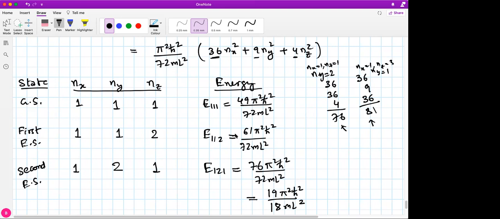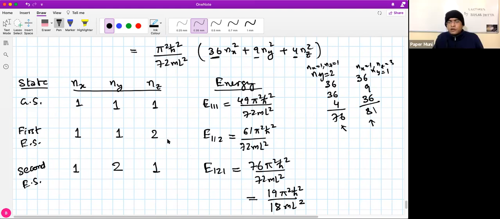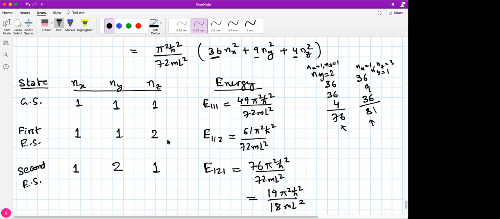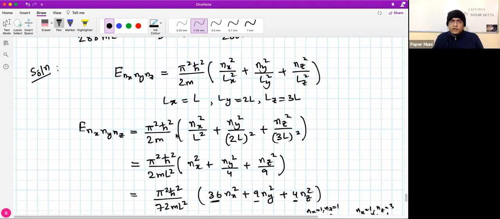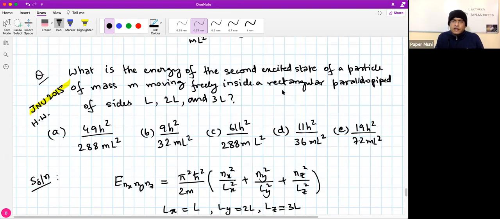What about 121? Is it the same as the first excited state and the second? 112 and 121 is same. No, it's not the same, because it's a rectangular potential. It cannot be degenerate. Degeneracy will not be here, sir. Please don't get confused with this thing. This is a rectangular box. All sides are different. Okay, there's no degeneracy here.